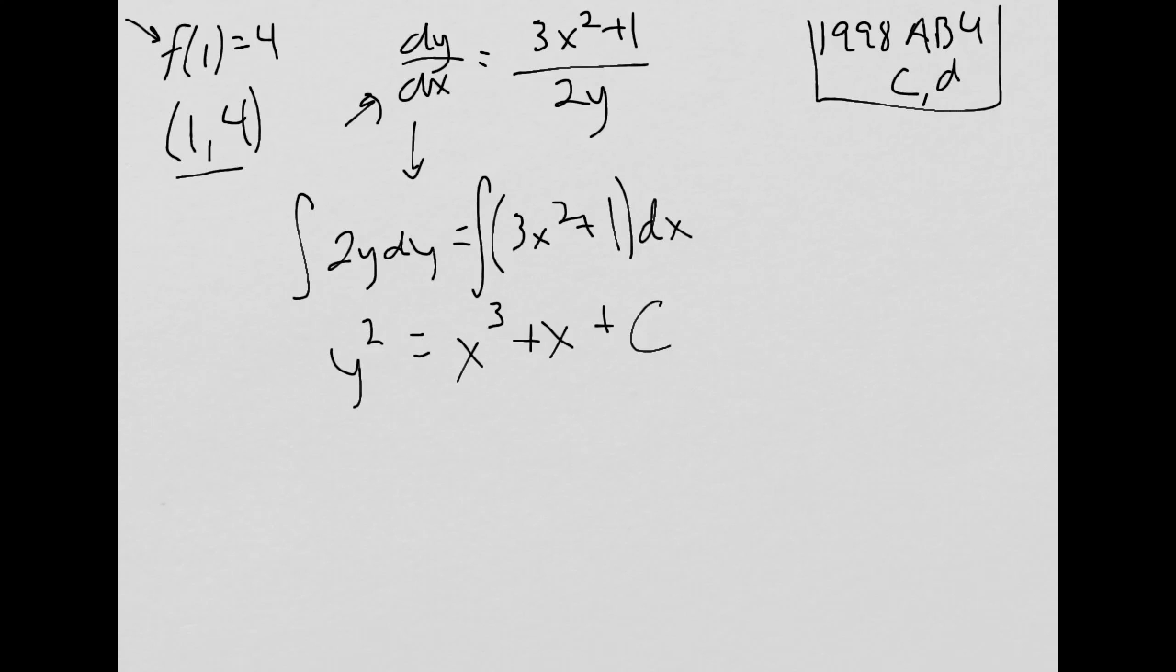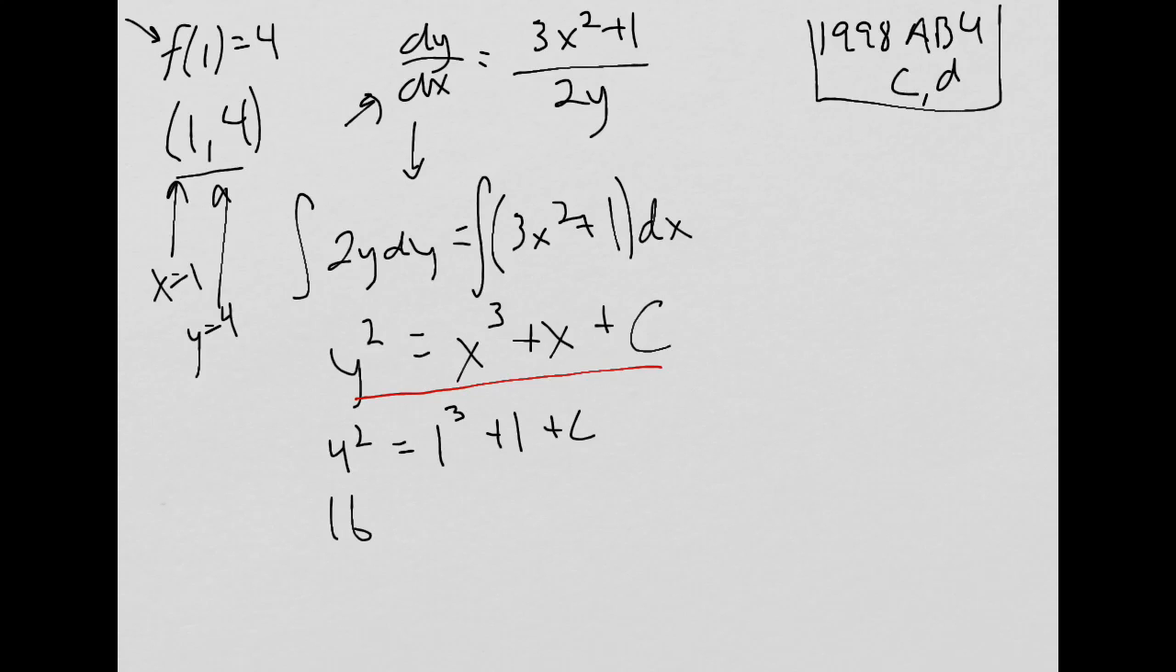But anyway, so now this is x equals 1 and y equals 4. So I'm going to plug those values in to solve for c. Maybe I'll underline this line because I'm going to come back to it. So when I plug those values in, I get 4 squared equals 1 cubed plus 1 plus c, which gives me 16 equals 2 plus c, which tells me c is equal to 14.